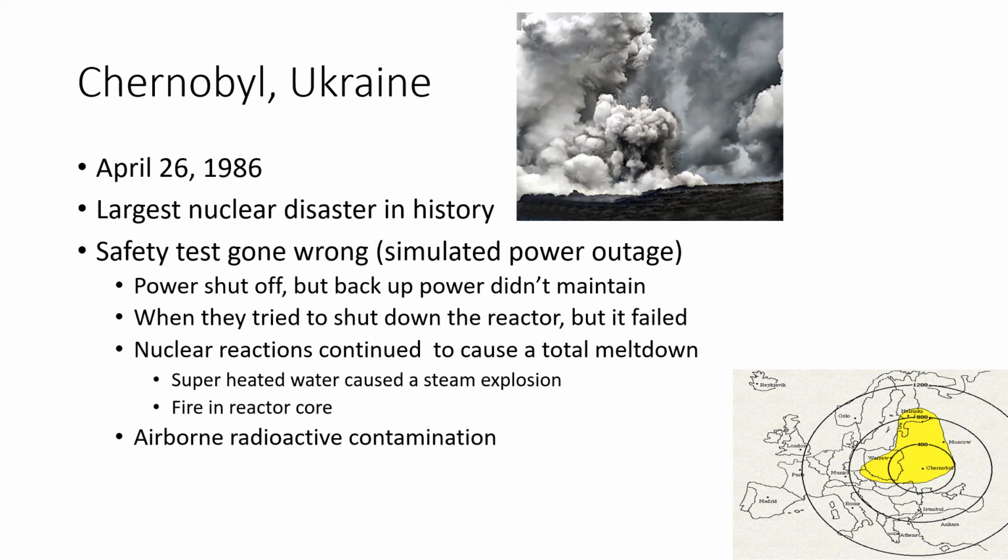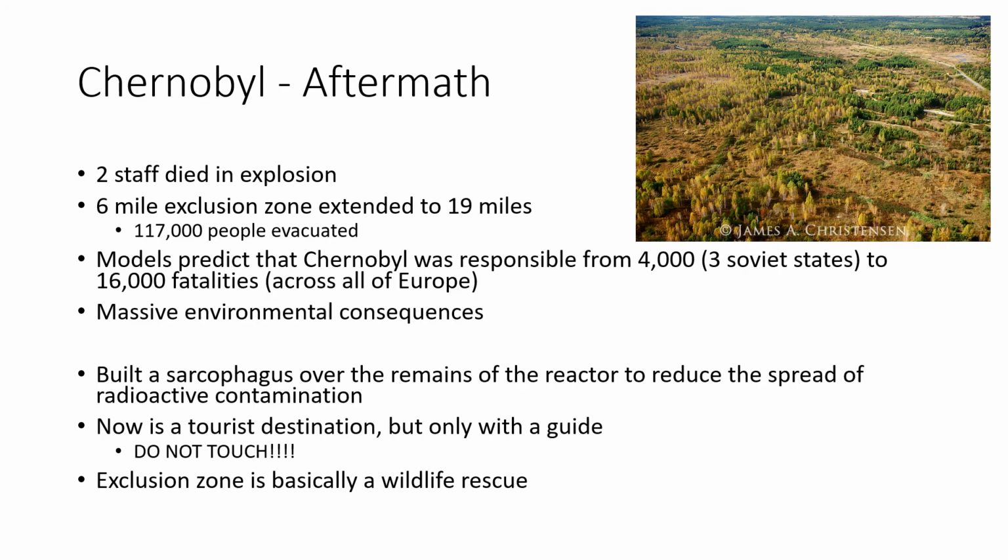And then there was also a fire in the reactor core. So simultaneously, those things happen, and it ended up putting this radioactive contamination into the air. And you can see how far it actually went in that lower picture there. And so basically, amazingly, only 2 staff died in the explosion immediately, but more died in the days to come. And there was this exclusion zone of 6 miles, which they then extended out to about 20 miles, and they evacuated over 100,000 people.